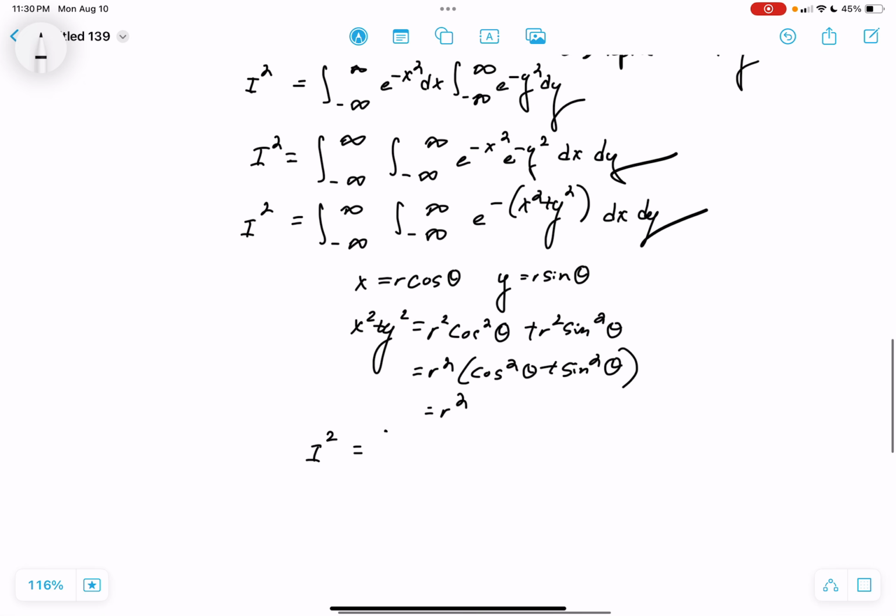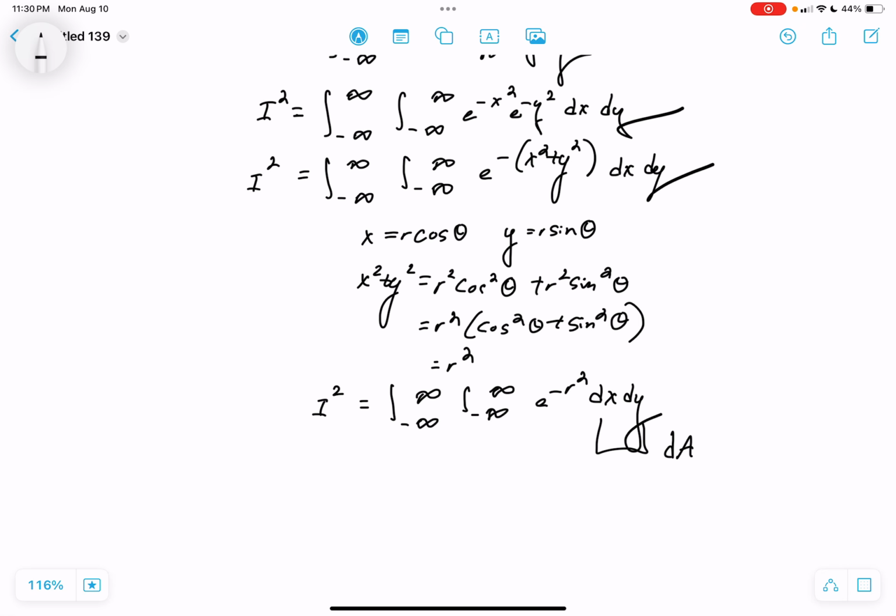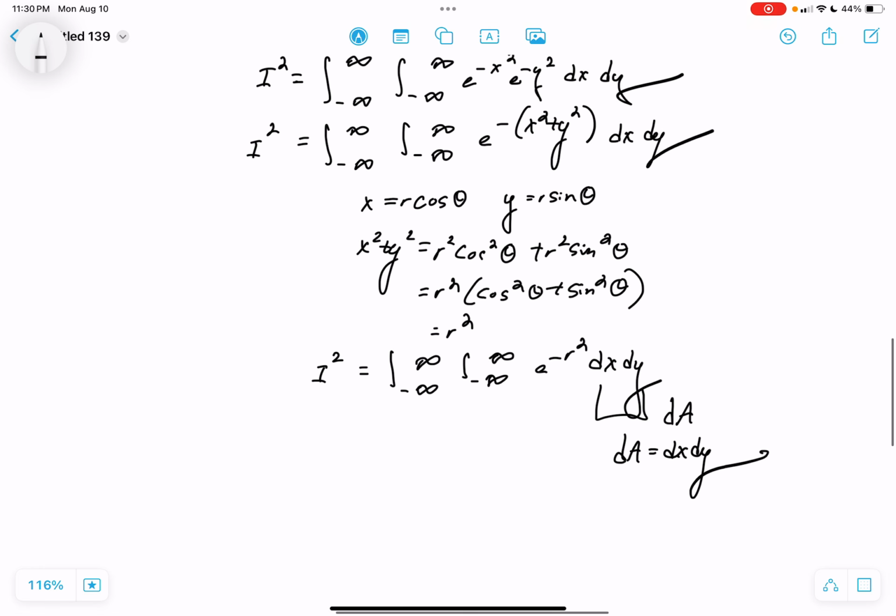So now I have I squared equals the integral from negative infinity to infinity, integral from negative infinity to infinity, of e to the negative r squared dx dy. Now I have two problems. What this integral represents is the volume under the surface. We're not talking about the area under a curve anymore. We're talking about the volume under a 3D surface. And this right here represents the area sectors. But now I'm in the polar world. So in the regular world, dA was equal to dx dy. But now I have to figure out in the polar world, what's it equal to?